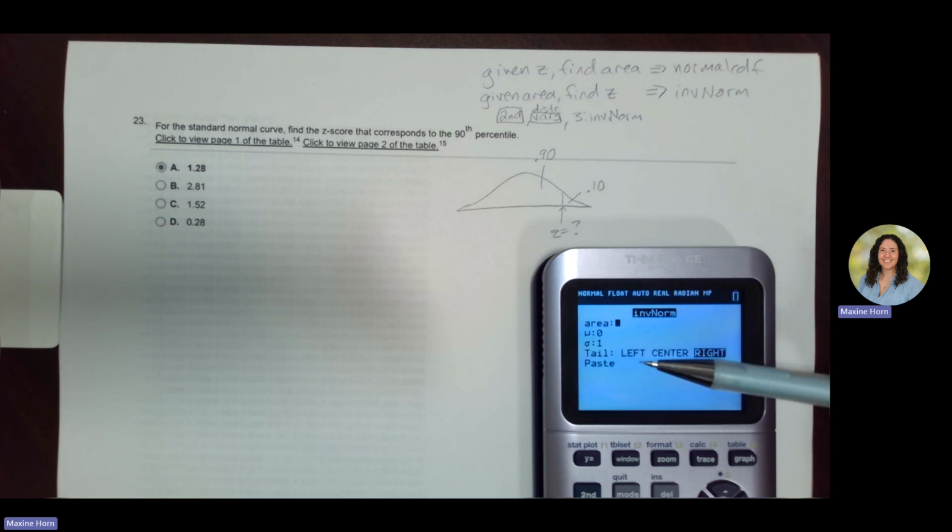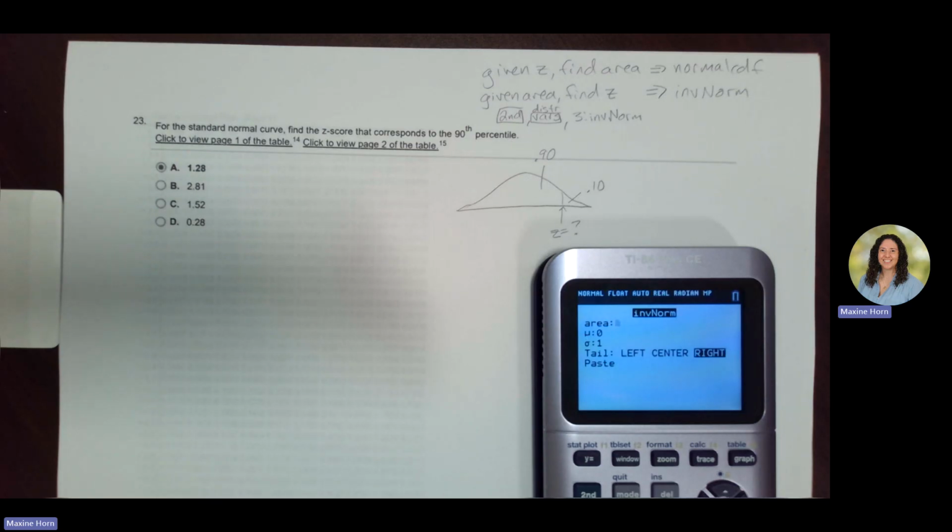Is this area to the left of a value, in between two values, or to the right of a value? If you have the TI-83, if I remember correctly, you don't get these options. You're only able to give it the area to the left, and you just have to always give it the area to the left. Even if you weren't given the area to the left, you have to first find the area to the left and then give it the area to the left.